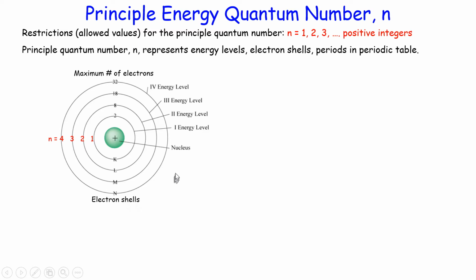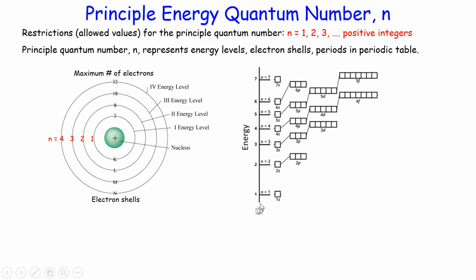Okay, those are the electron shells. So N means electron shells or electron levels. And there's another way to represent the energy levels. You can see here N equals 1, that's this first circle. N equals 2, the second, and then 3, 4, 5, 6, 7. So N represents energy levels or electron shells.